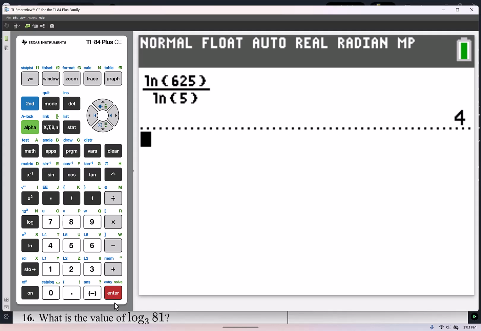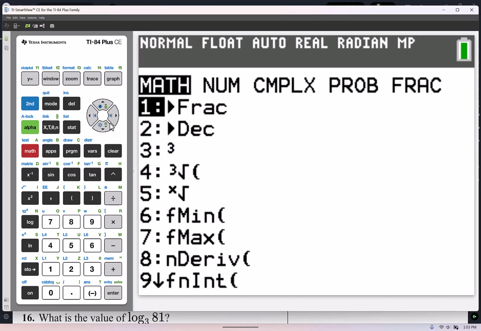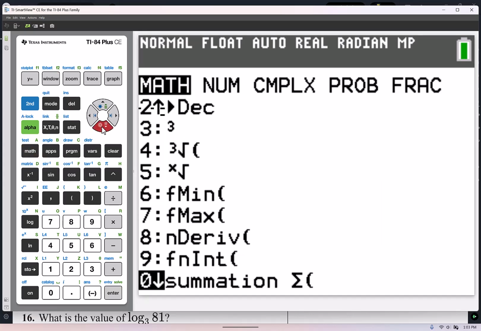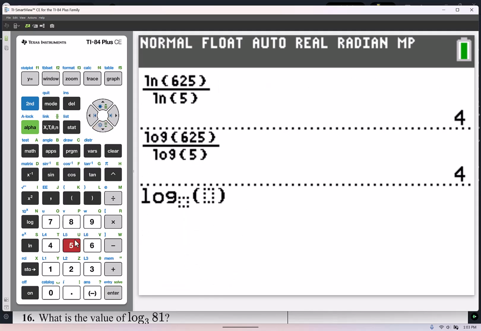See? You could have also used log in case you're not entertained. You're like, I'm not entertained, Chav. All right, let's use log. Log 625 over log 5. Boom. Heck, you could even do the change of base formula. You could say math number, where's log base? Don't worry, we're going to talk about all this tomorrow. You could have done log base 5 of 625.